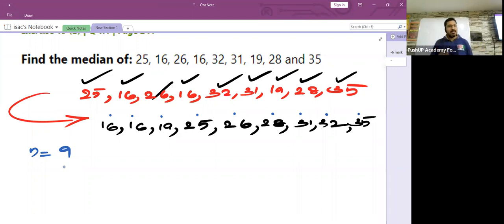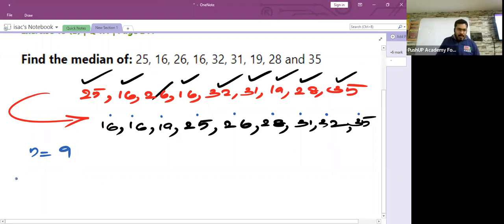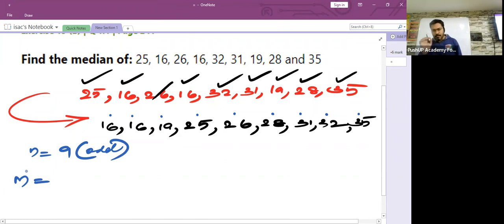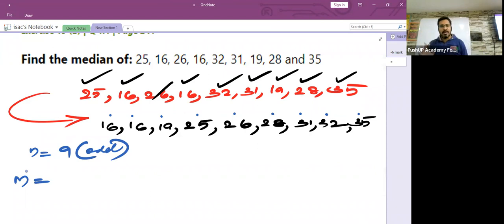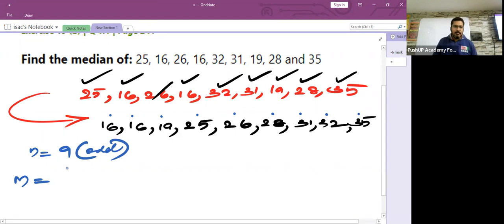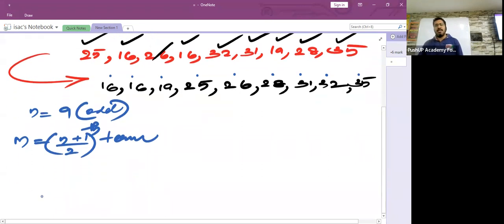Now, they are asking us to find the median value. Children, the formula to find the median value when the number of terms given to you is an odd number. n is equal to 9. What is 9? It's an odd number. What will be the formula to find the median value? Very easy. It is (n plus 1) whole divided by 2th term. Can you please make a note of this? (n plus 1) by 2th term.